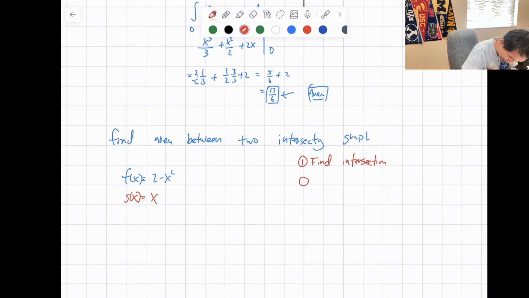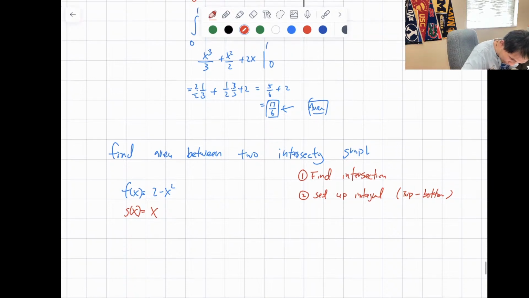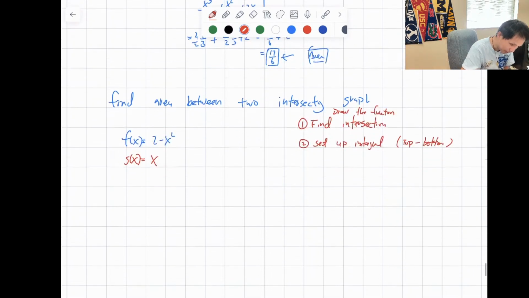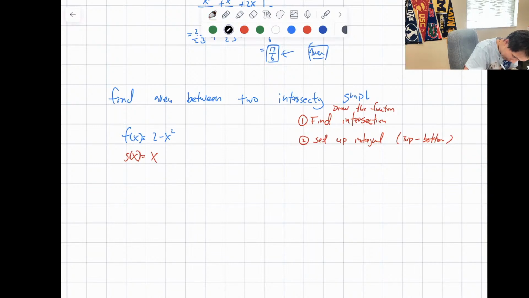And the second thing is to set up the integral of top minus bottom. But before that, you should draw the functions. Can you guys draw these functions? Yeah, just draw it for me.